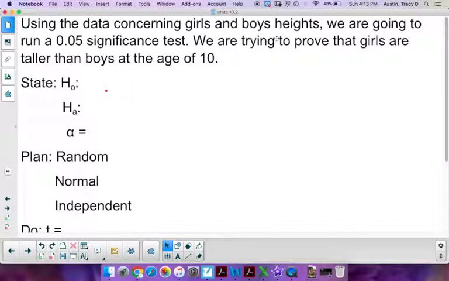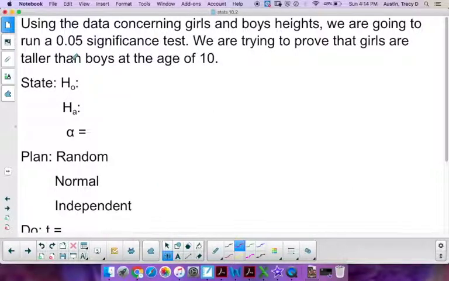Okay, so we've got girls and boys. We're going to run a significance test. We're trying to prove that girls are taller than boys at the age of 10. Our null is not going to change. Our null is still based on the assumption that there's no difference, right?